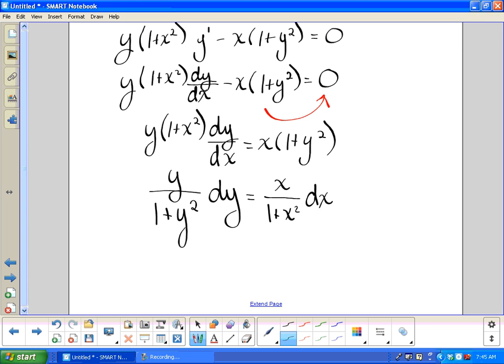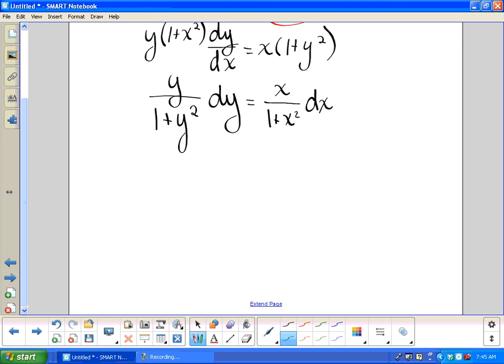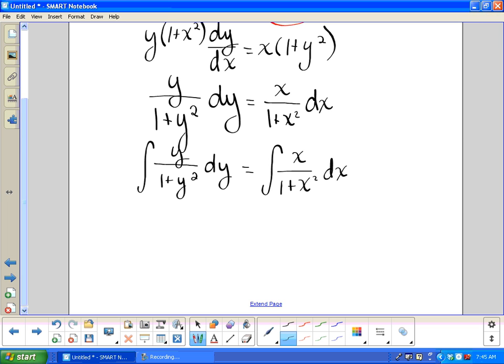This looks like a question you had on your test, right? You have to integrate this. We're going to use some u sub. So we have the integral of y over 1 plus y squared dy is equal to the integral of x over 1 plus x squared dx.